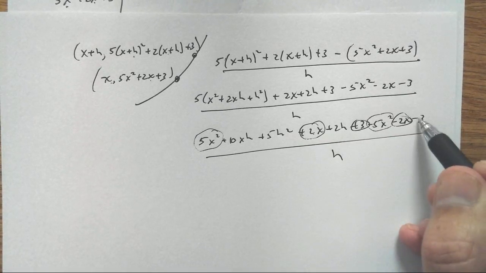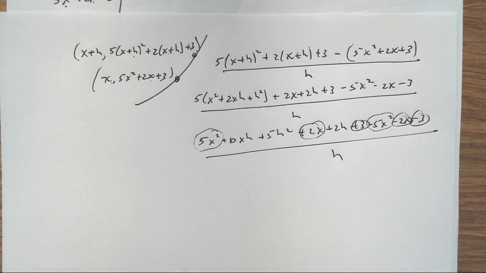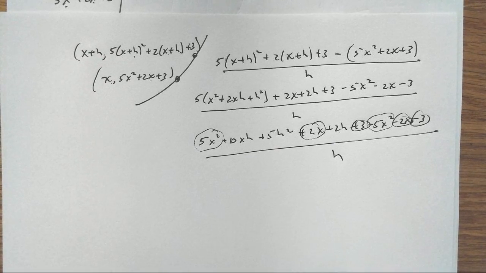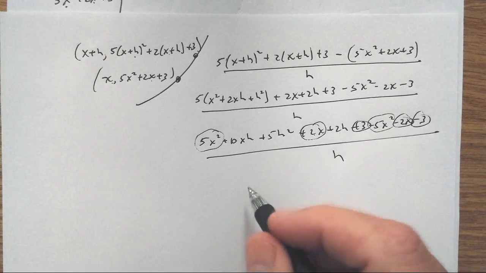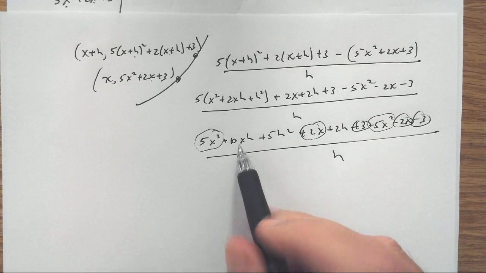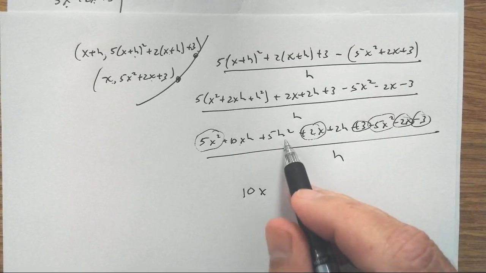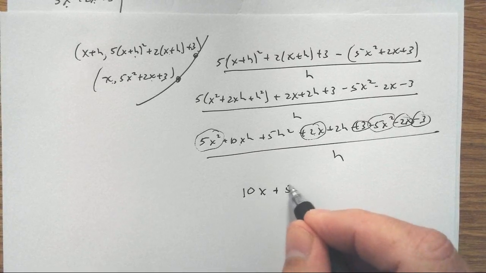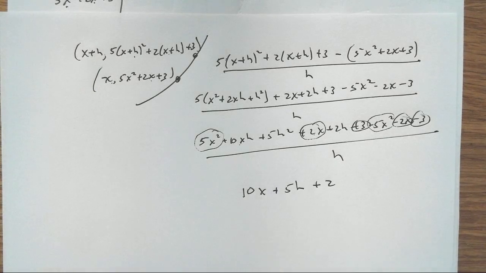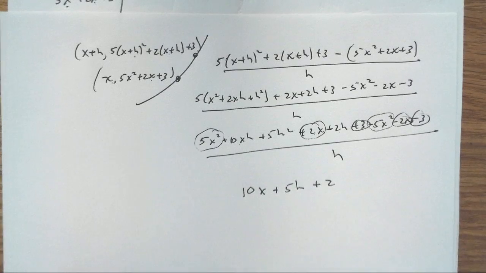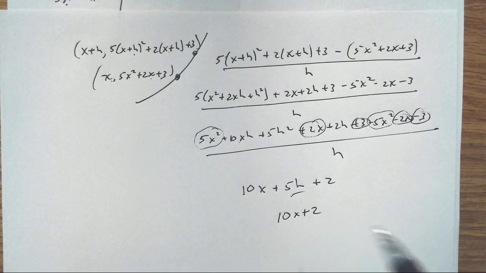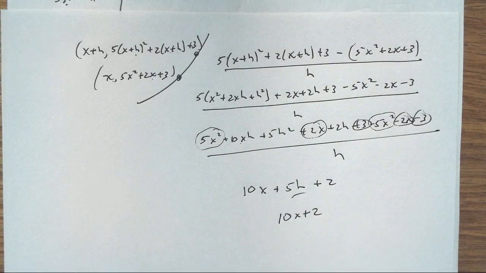Yes. 3's cancel? Yes. Anything else combine? No. Can we reduce by h? Yes. And I get 10x plus 5h plus 2. Now I can put 0 in for h, and I get 10x plus 2. Hands if you had 10x plus 2.